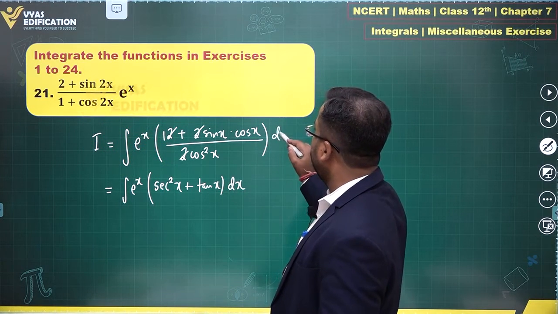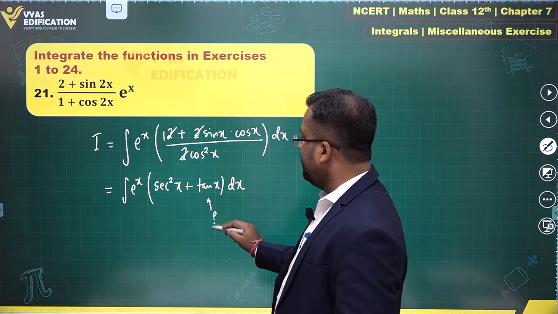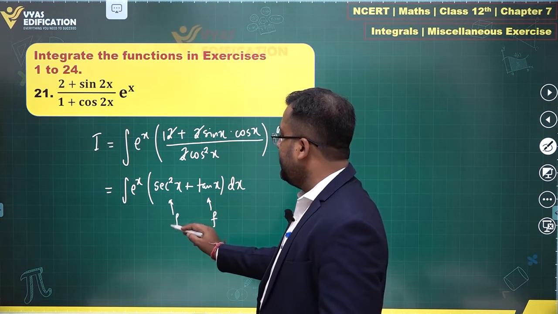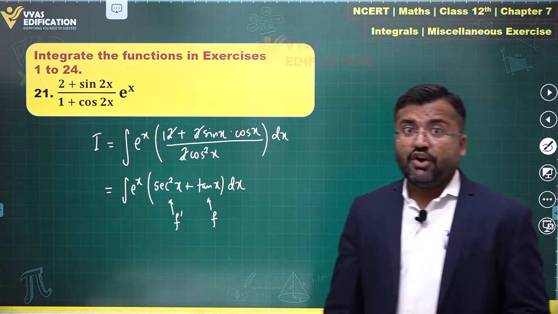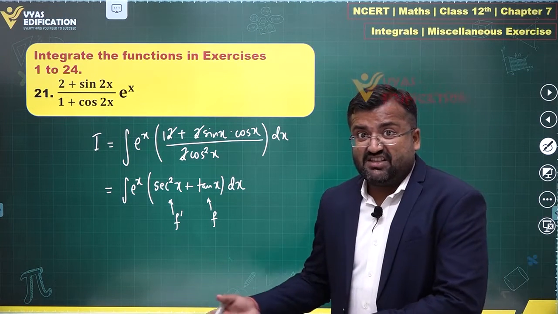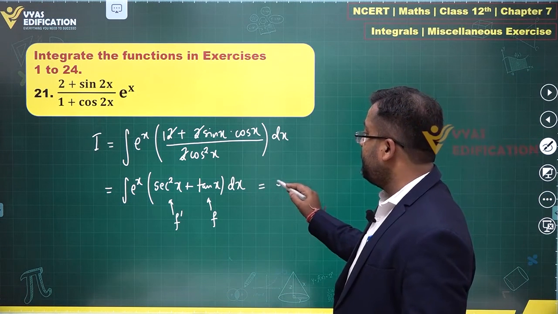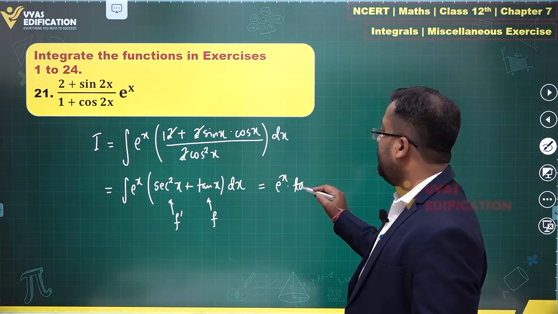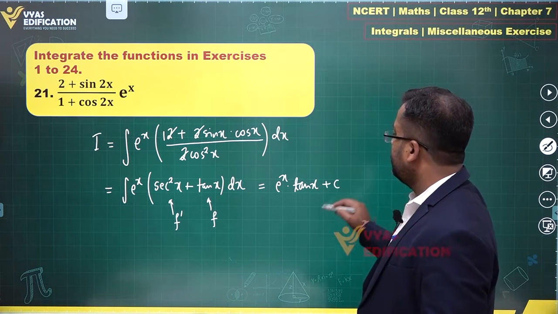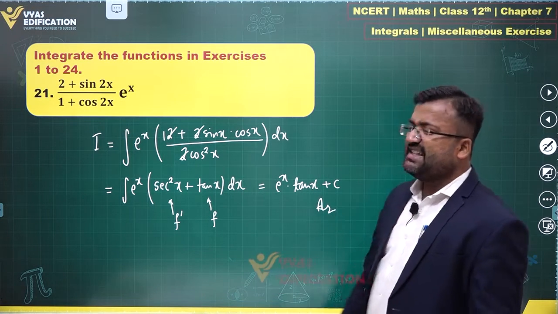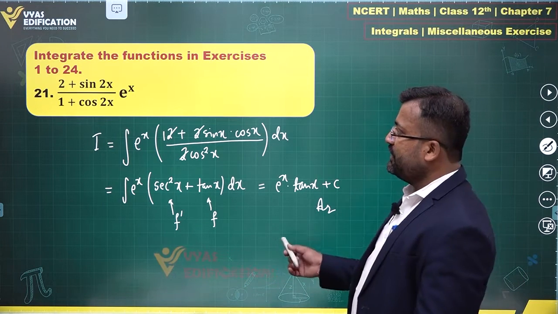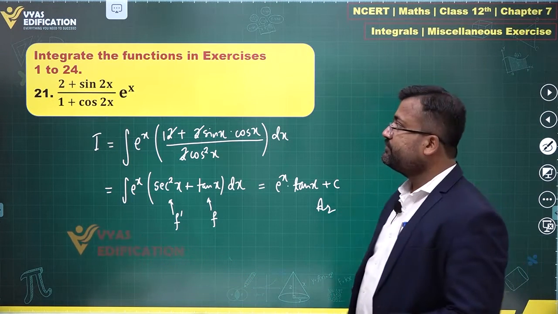Very interesting. So if this is the function, then this is nothing but the derivative of the function. So e power x times (f(x) plus f prime x) is the form that we get, and the final answer will be e power x times f(x) plus constant. That is my required answer. Very simple. Yes, that's the final answer for this 21st question.